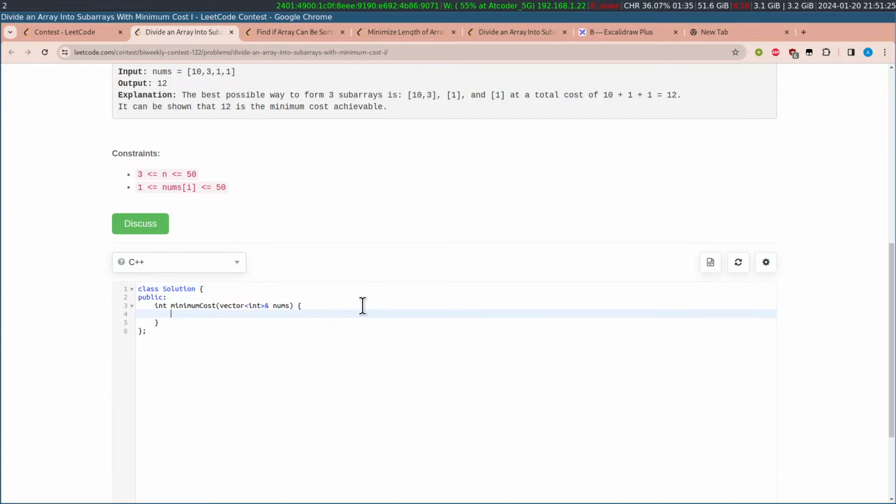There is a simpler solution for it, but I will keep it for when I'm discussing the last problem. Looking at the code for it, the easiest way is you can take the first element as the first array, the second element as the second array, and everything else as the third array.